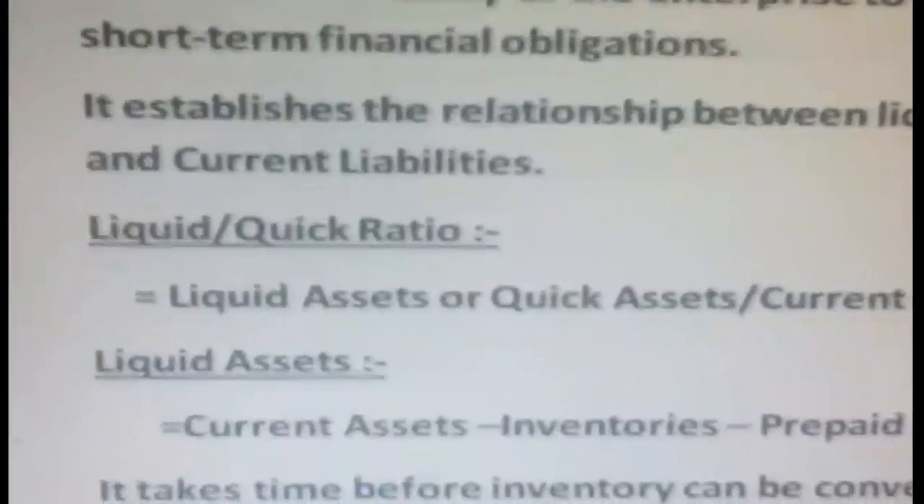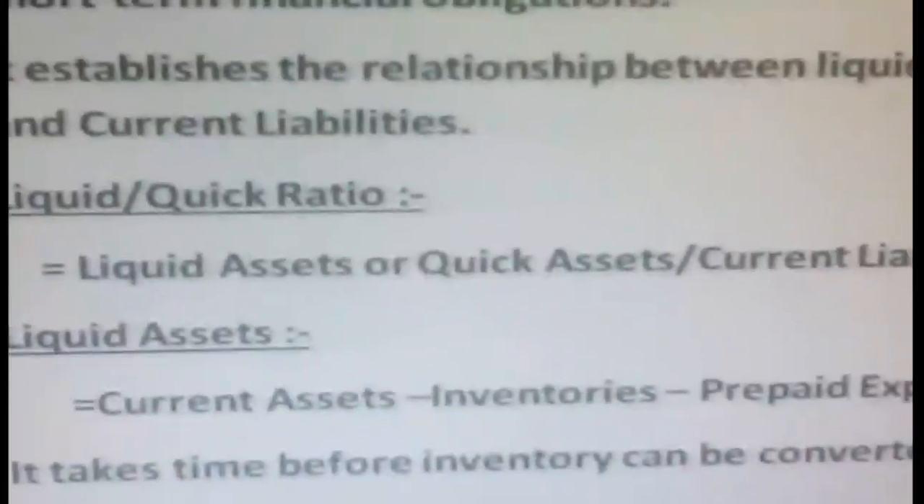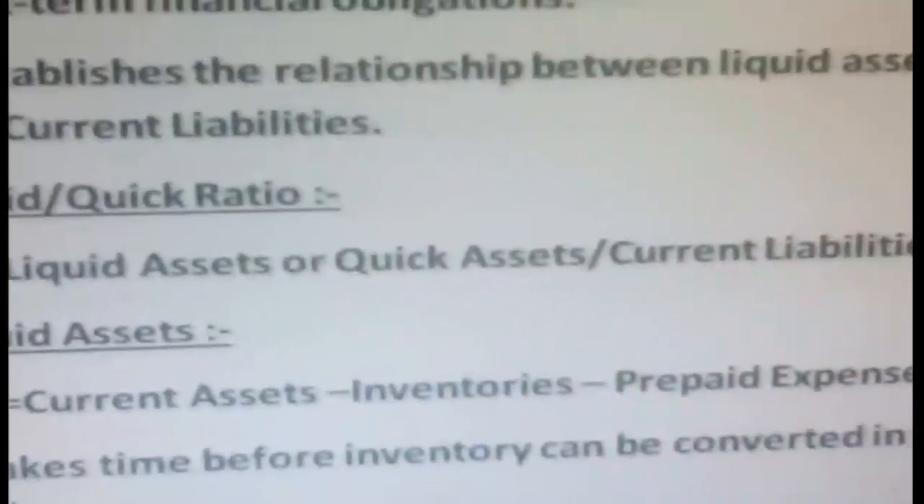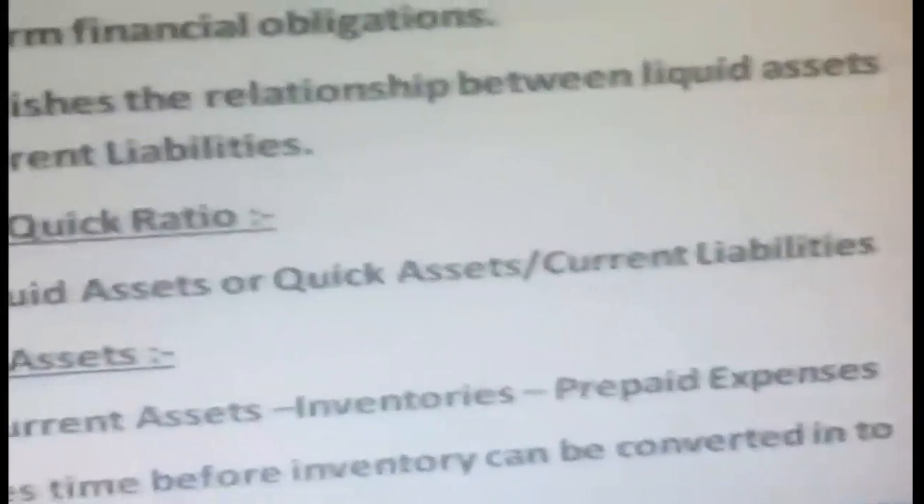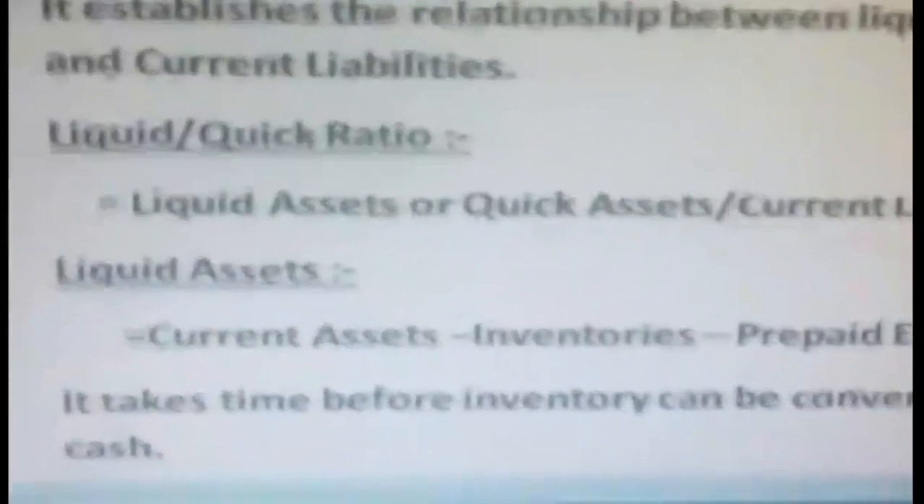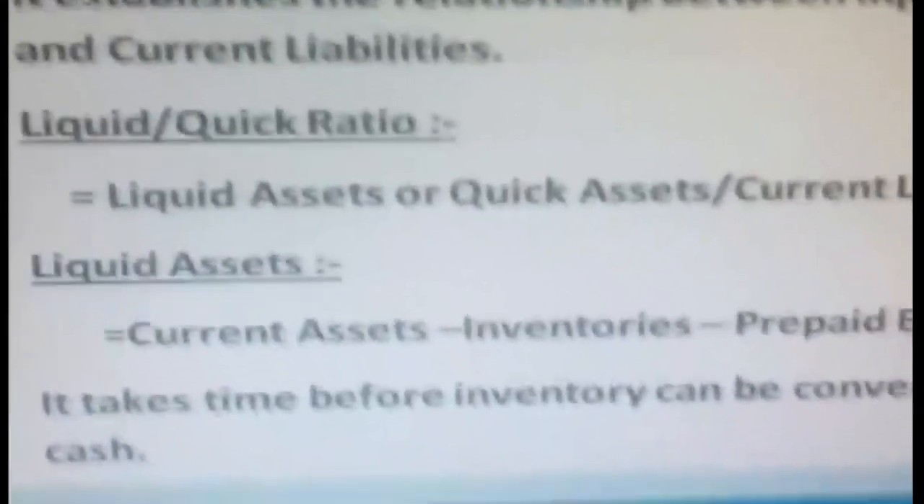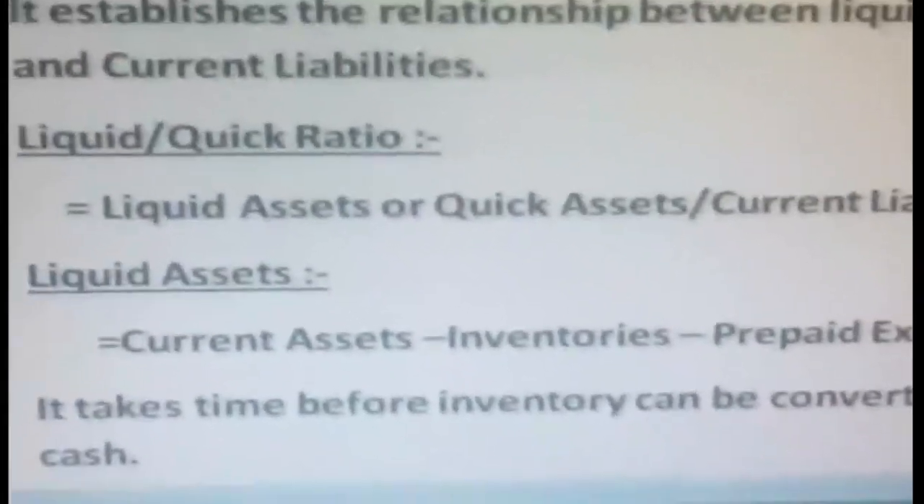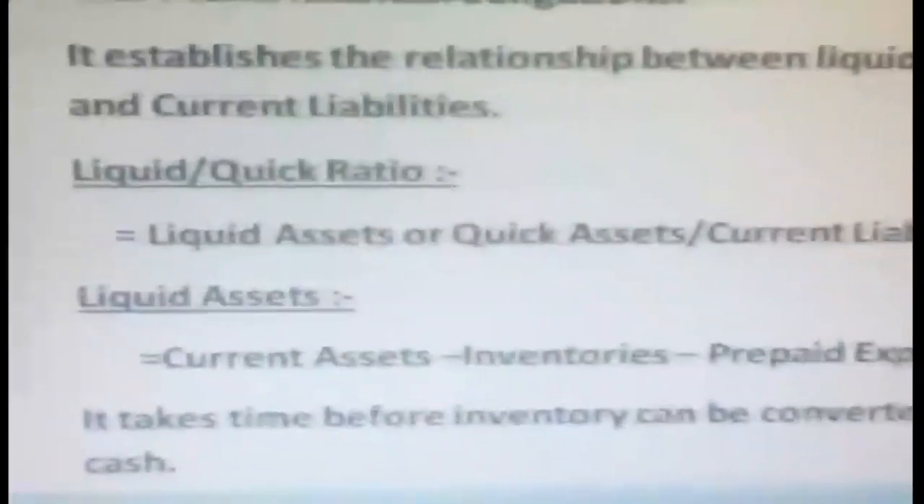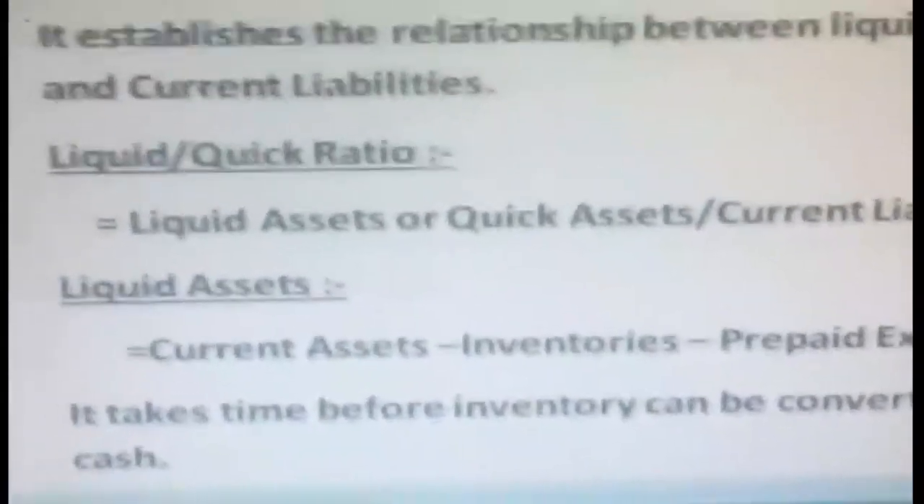Okay, so liquid assets are nothing but current assets minus inventories minus prepaid expenses. The question arises, why are you going to deduct inventories and prepaid expenses? Simply because it takes time before inventory can be converted into cash. The conversion to cash is not an easy thing. It takes some time.